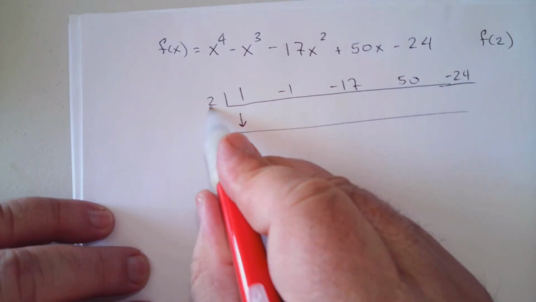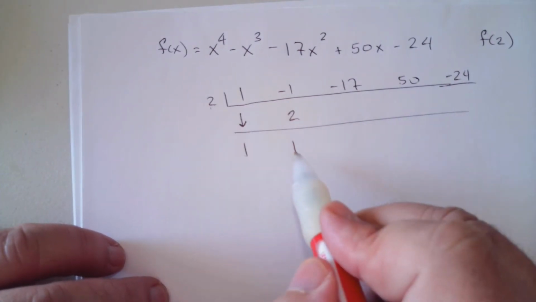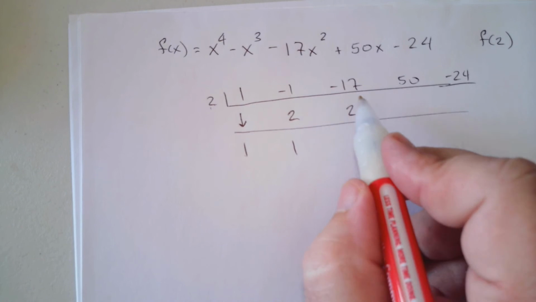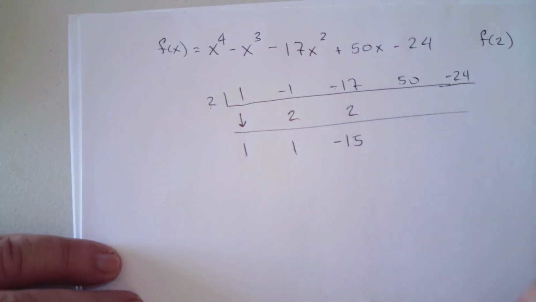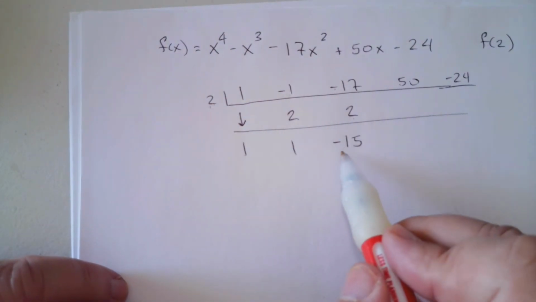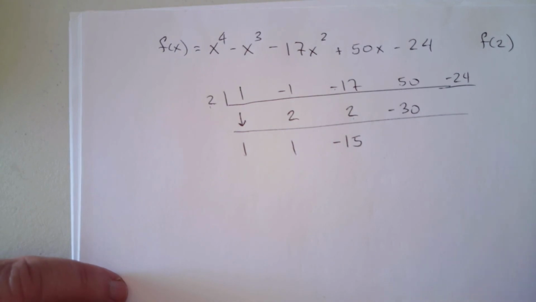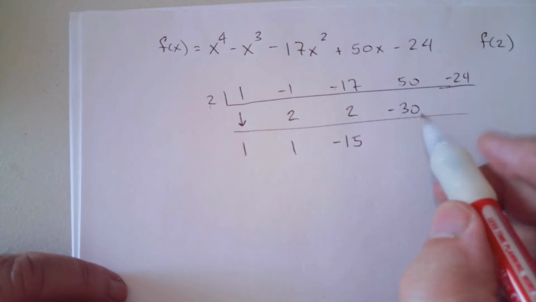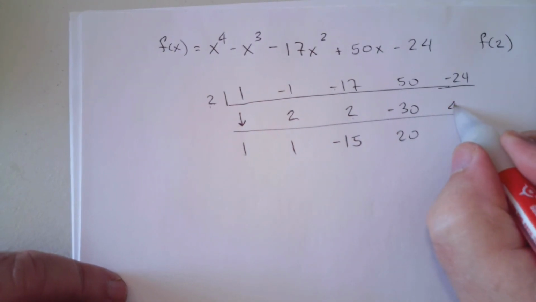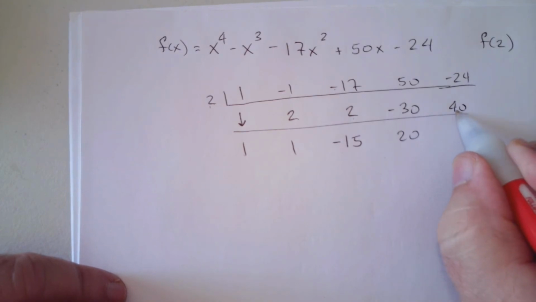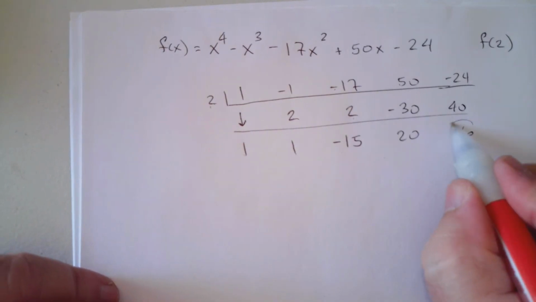Bring down the 1. 2 times 1 is 2. 2 minus 1 is 1. 2 times 1 is 2. 17 minus 2 is 15, so it's negative 15. 2 times negative 15 is negative 30. 50 minus 30 is 20. 2 times 20 is 40. 40 minus 24 is 16. So there's our remainder.